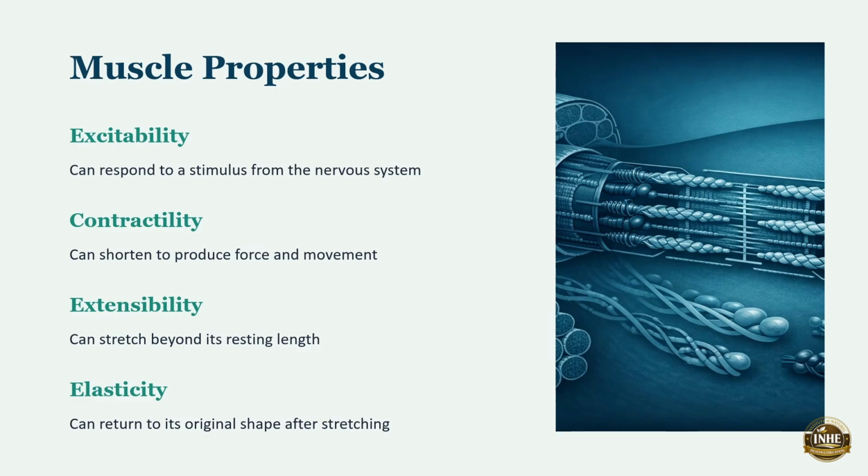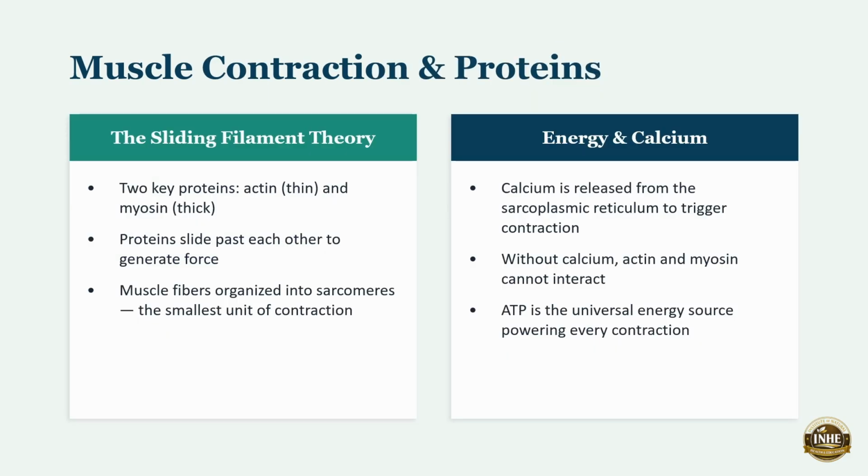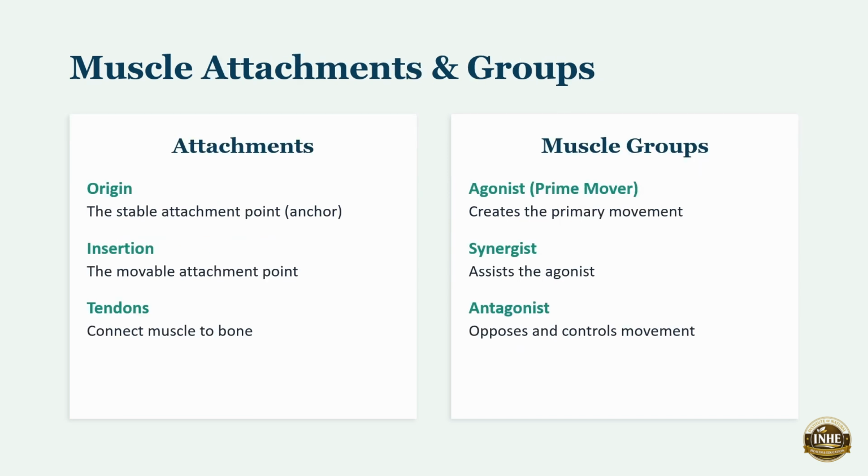Muscle contraction depends on specific proteins inside the muscle fibers. These proteins interact to create force. Understanding this helps explain how muscles generate movement. Muscles are attached to bones by connective tissues. Some attachments are more stable and act as anchor points, while others move during contraction. This relationship determines how movement occurs.